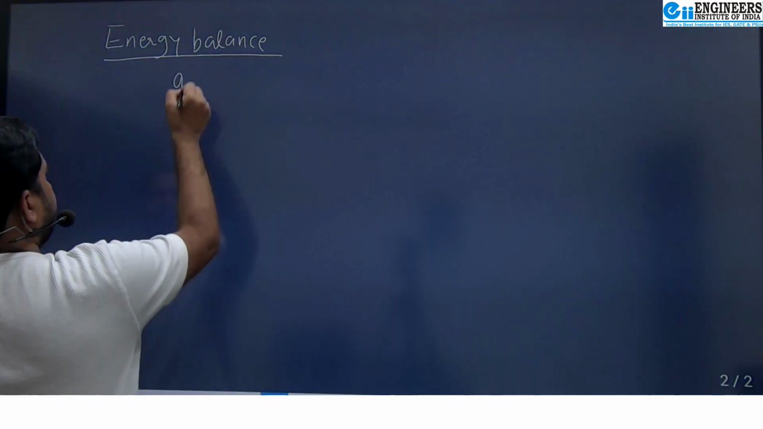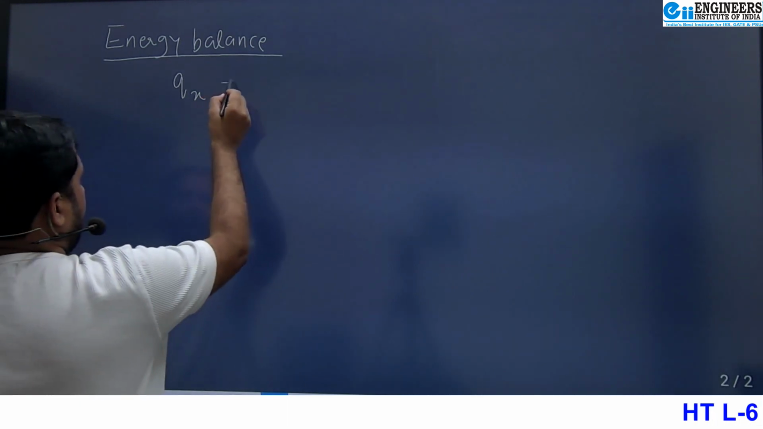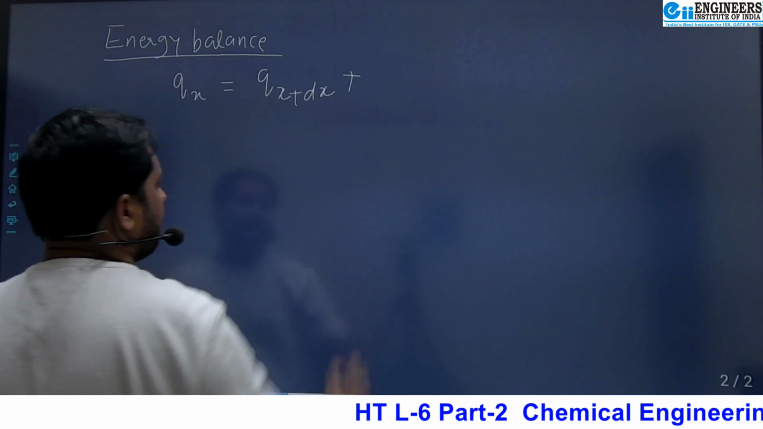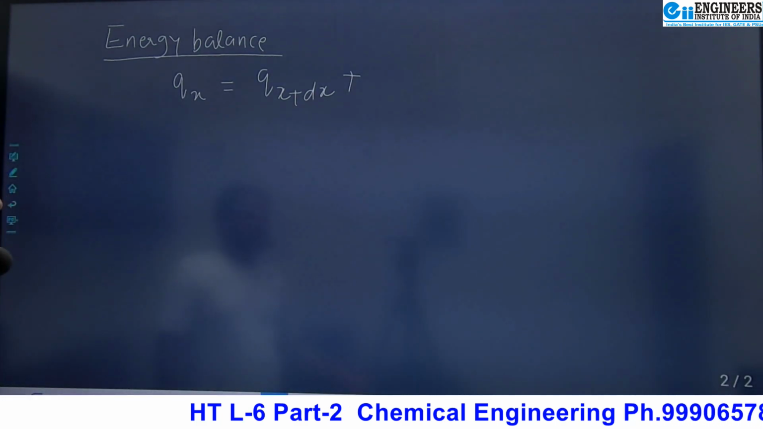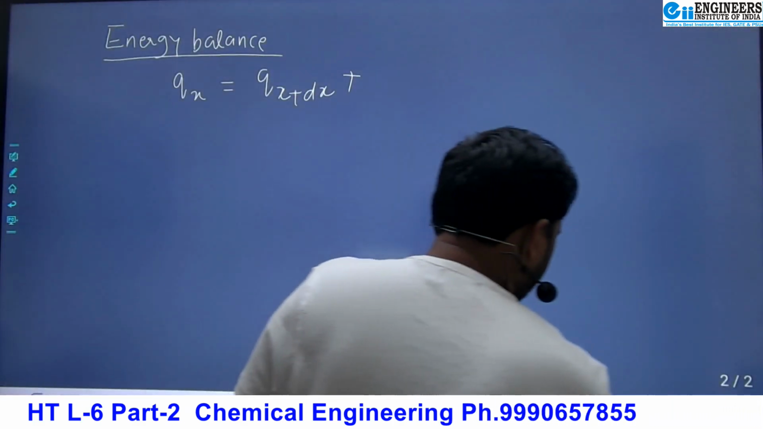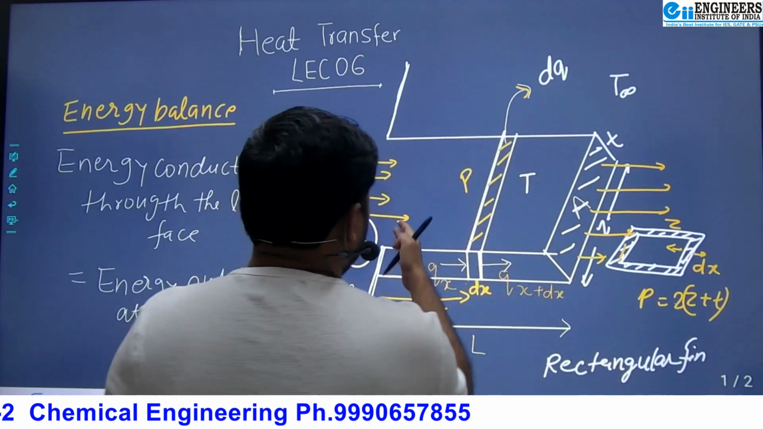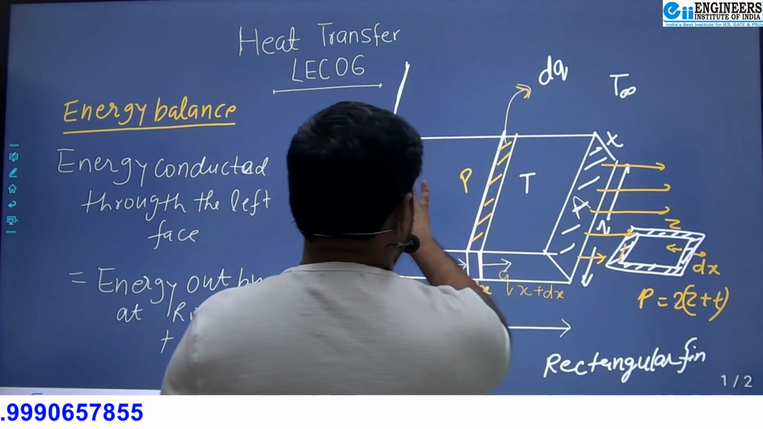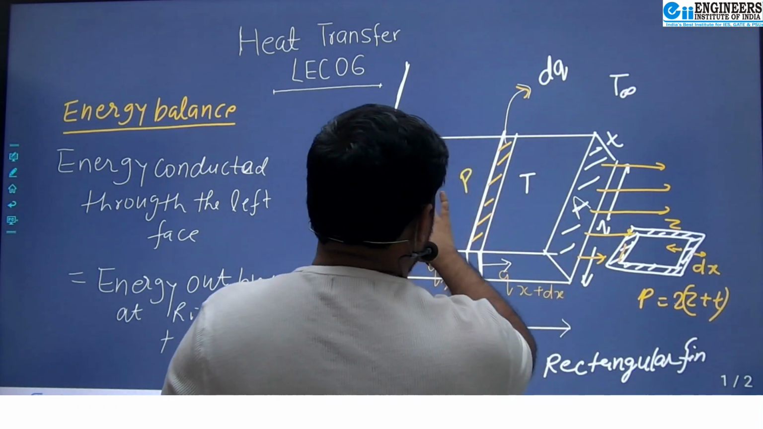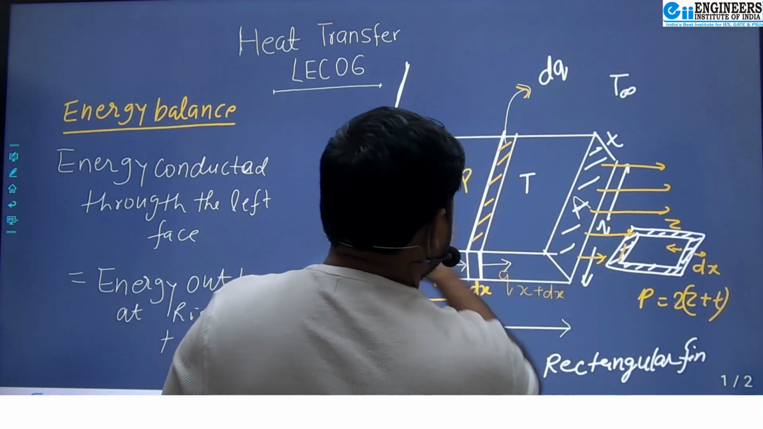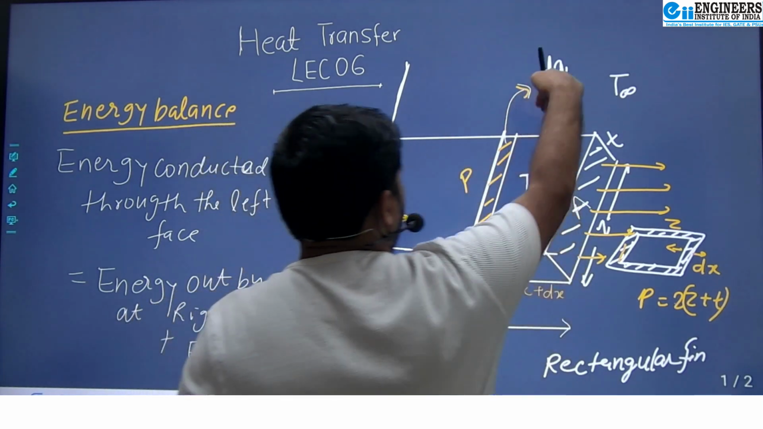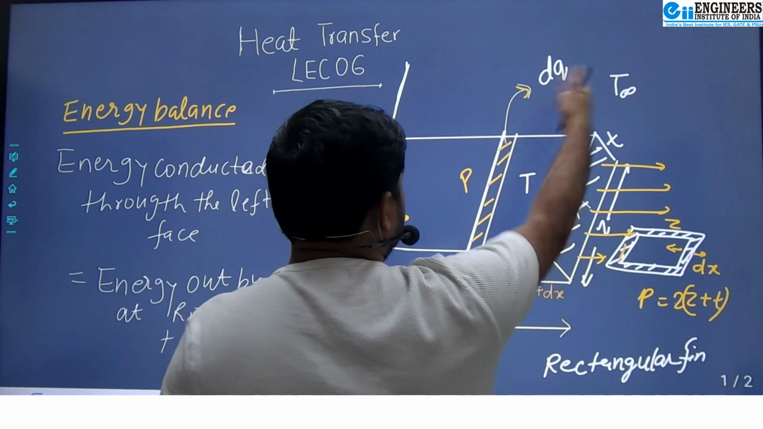So qx is equal to q at x plus dx plus the energy lost by convection, because whenever heat keeps flowing and coming out from this cross sectional area, the entire surface from the upper and bottom sides gets heated, and when it gets heated, its temperature will be higher than the environment, and then convection takes place.